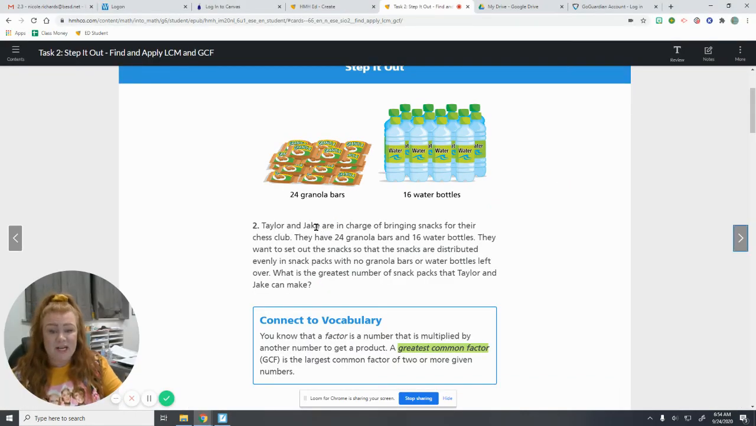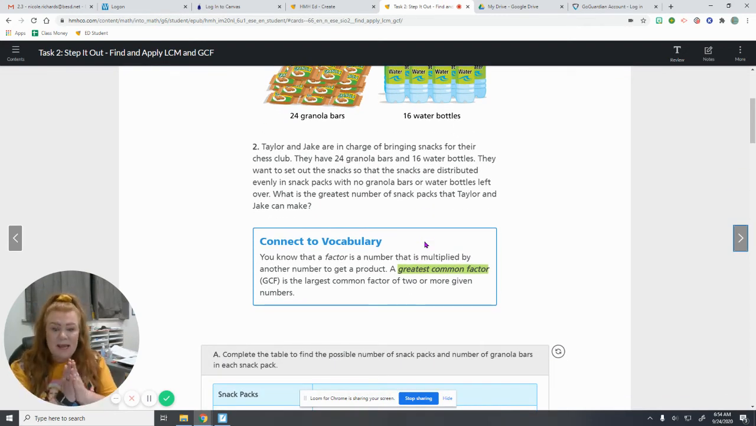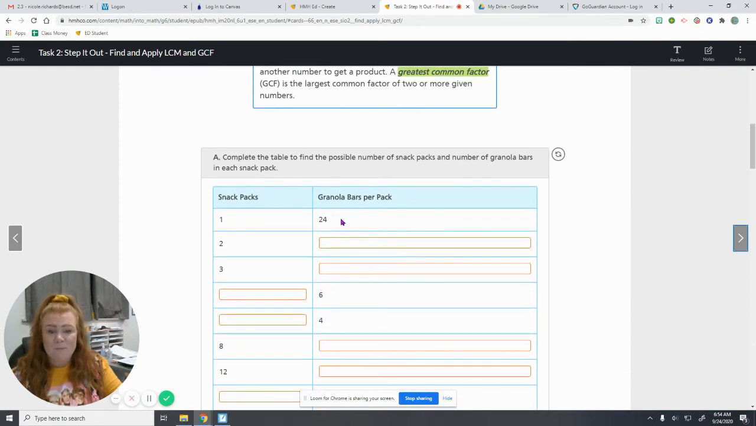Okay, so Taylor and Jake have these 24 granola bars and 16 water bottles. So they're trying to put them into groups and have nothing left over. So here we're going to say if we only had one group, this is kind of like making our factor pairs in our list. We would have 24 granola bars. If we had 2 groups, 2 times what is 24? 2 times 12. If we had 3 groups, 3 times what is 24?